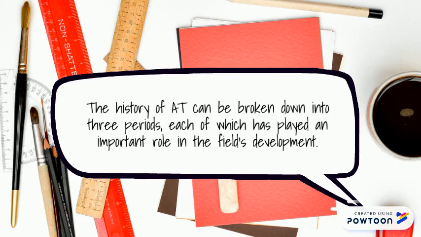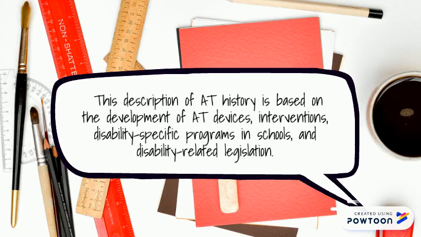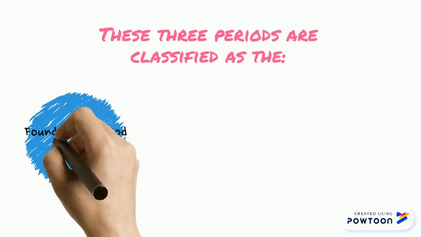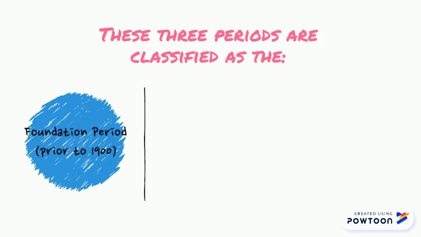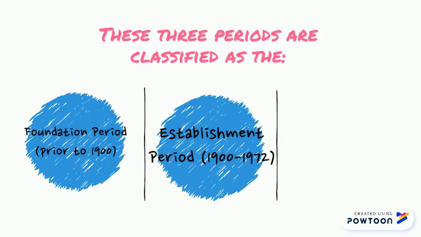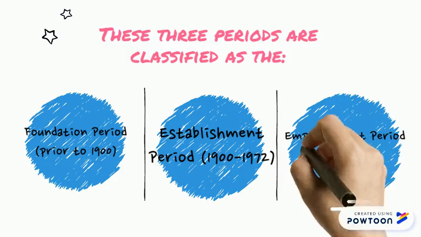The history of AT can be broken down into three periods, each of which has played an important role in the field's development. This description of AT history is based on the development of AT devices, interventions, disability-specific programs in schools, and disability-related legislation. These three periods are classified as the foundational period, prior to 1900, establishment period, 1900 to 1972, empowerment period, 1973 to present.